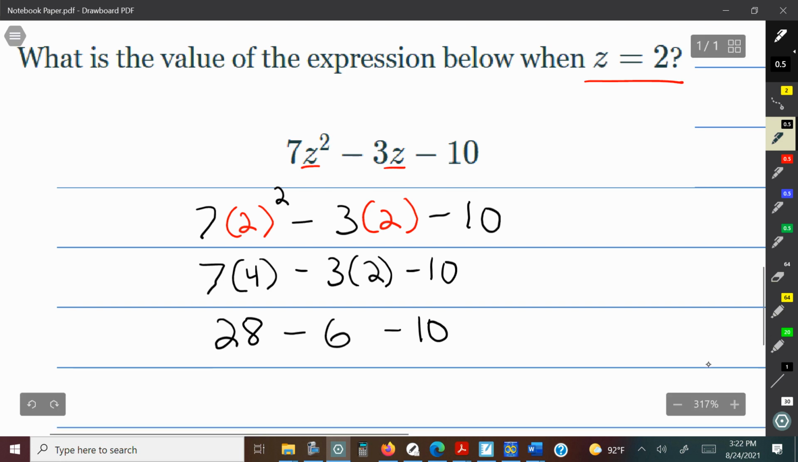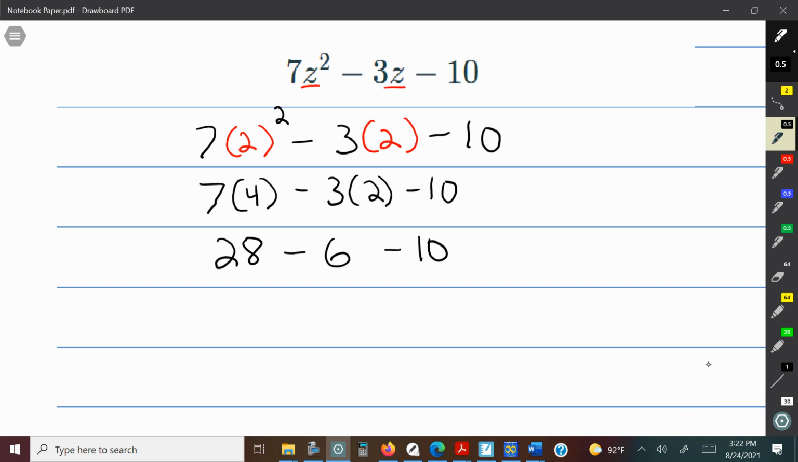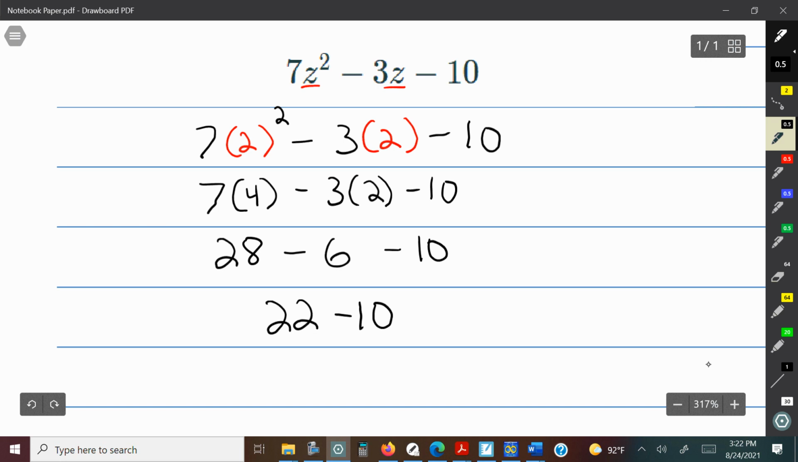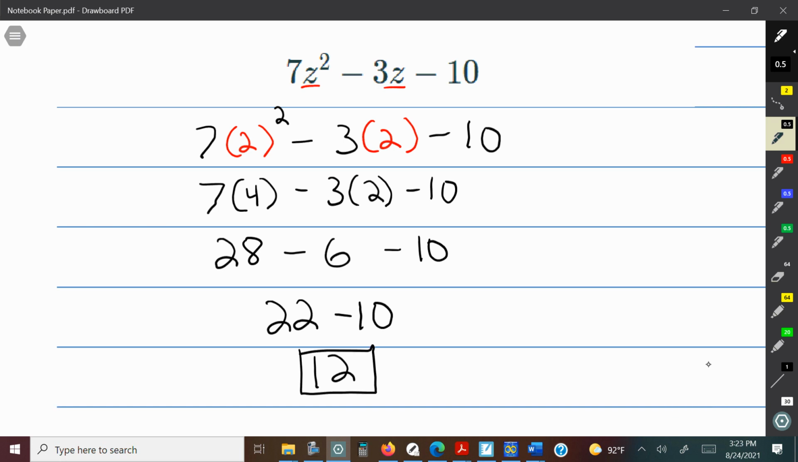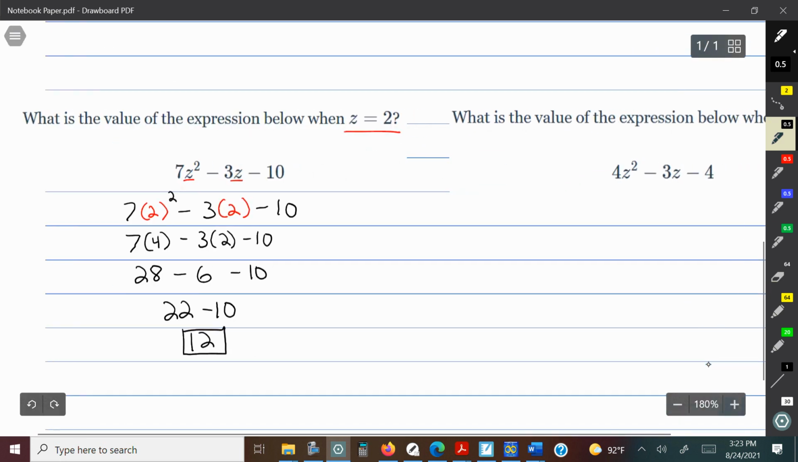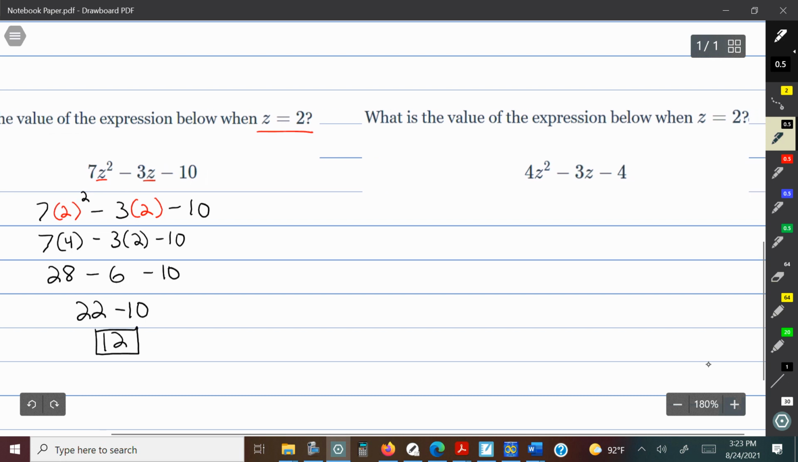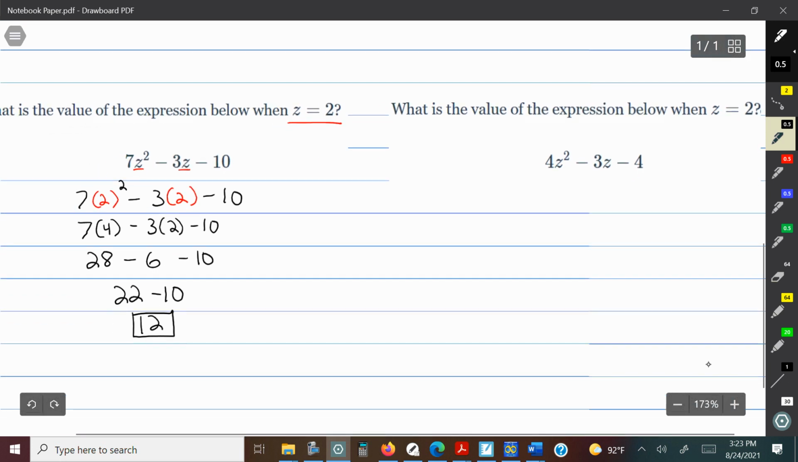All right, just keep moving step by step down here. 28 minus 6 is going to be 22, minus 10. And 22 minus 10 is going to be 12. So our answer is 12. Just take it step by step and make sure you do a little bit at a time as you go down. All right, let's take a look at this last problem here and see if you can solve that. We can pause the video and see if you can solve this one.